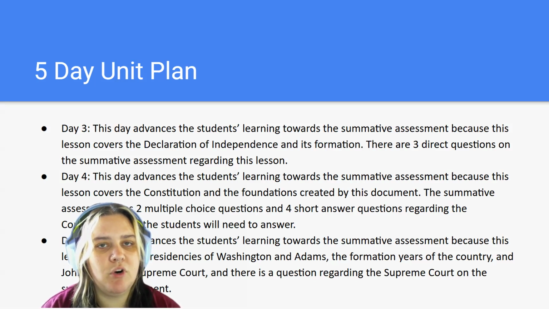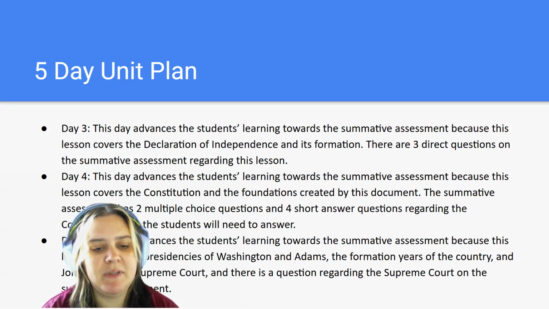It's important to note the Supreme Court was very important to the formation of the United States because a lot of laws came out of the Supreme Court regarding the cases that still affect Americans today in some regard.